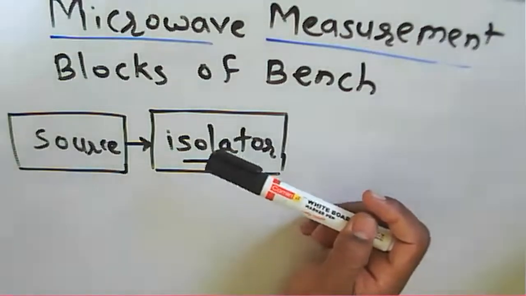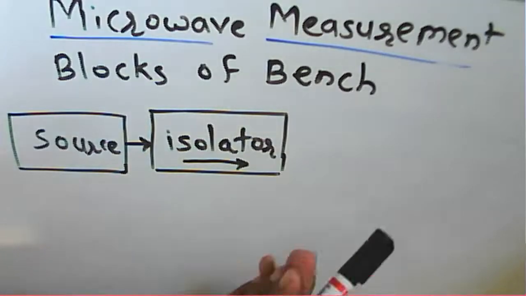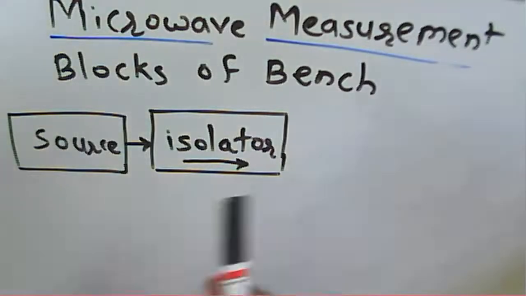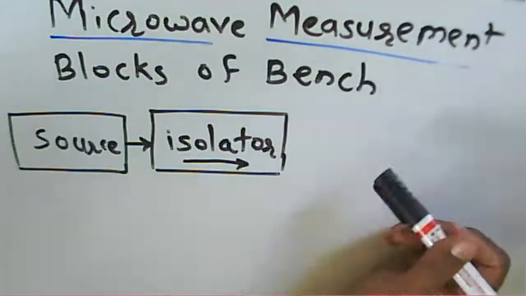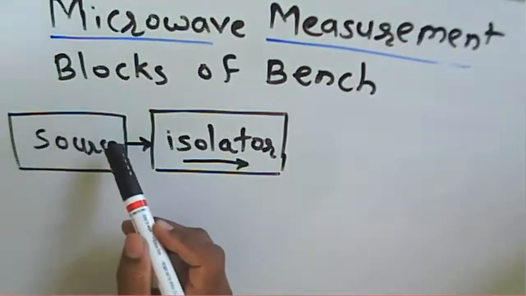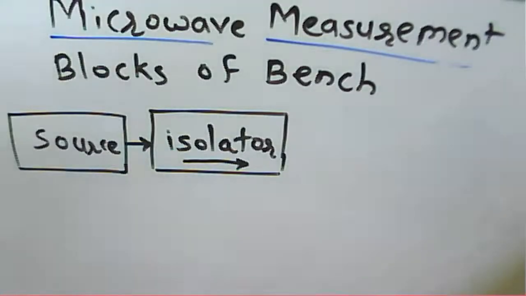The isolator is nothing but a device that creates isolation between the load and the source. Any reflected or back signal will not enter or reach the source. That is what we can say about the isolator here.